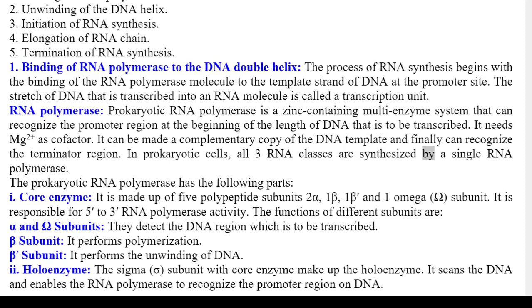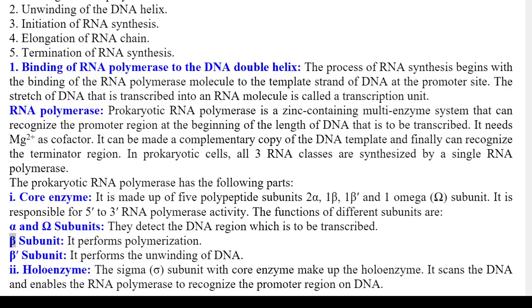The prokaryotic RNA polymerase has the following parts. 1. Core enzyme. It is made up of 5 polypeptide subunits, 2 alpha, 1 beta, 1 beta prime, and 1 omega subunit. It is responsible for 5' to 3' RNA polymerase activity. The functions of different subunits are: alpha subunits, they detect the DNA region which is to be transcribed. Beta subunit, it performs polymerization. Beta prime subunit, it performs the unwinding of DNA.